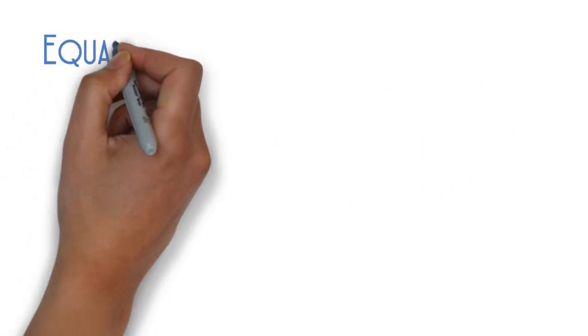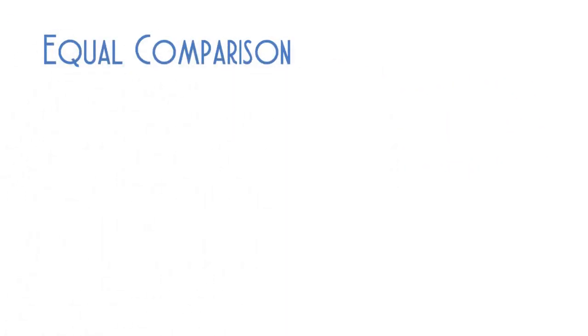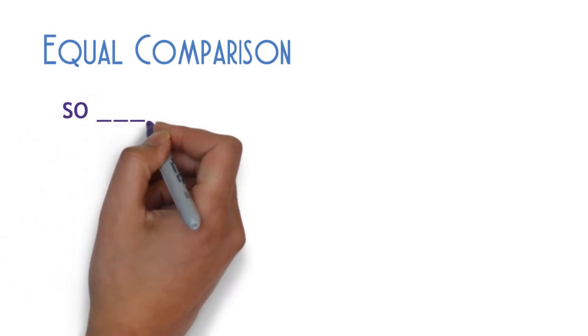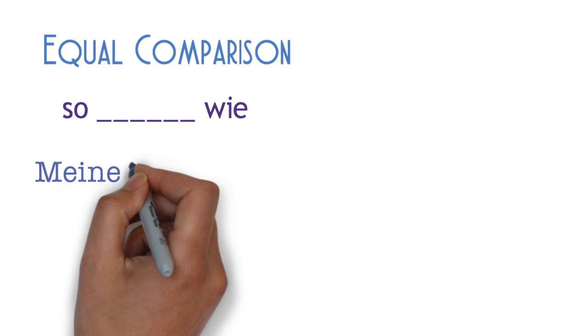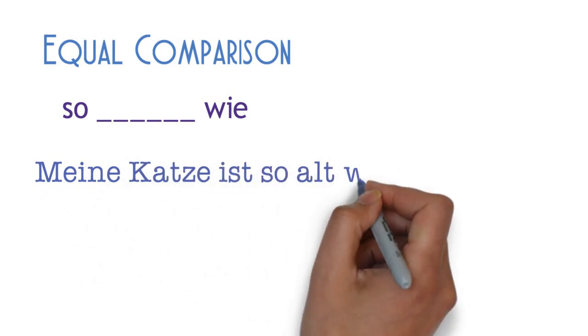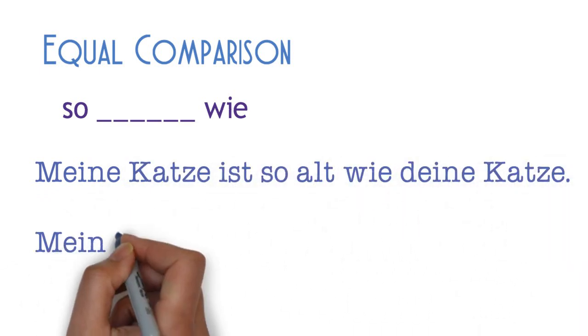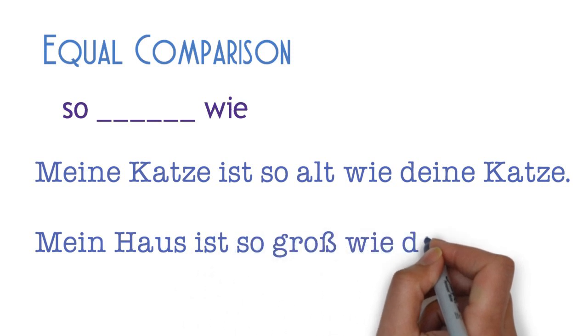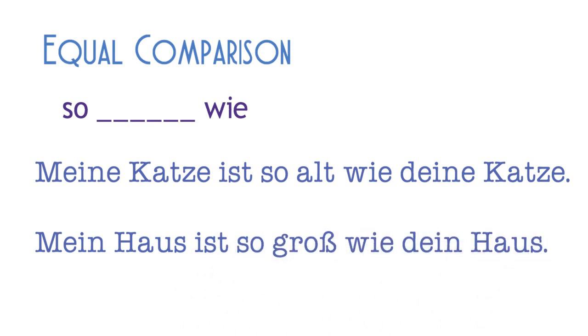One last thing to touch on briefly. When you make an equal comparison, the phrase to use in German is so blank wie, as in meine Katze ist so alt wie deine Katze, or mein Haus ist so groß wie dein Haus. The equivalent phrase in English here is as blank as. The thing to keep in mind is that the adjective itself will remain in its original form, not a comparative or superlative form.